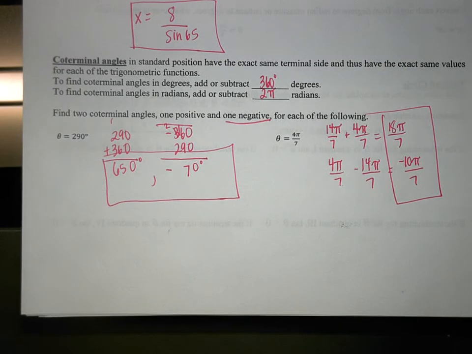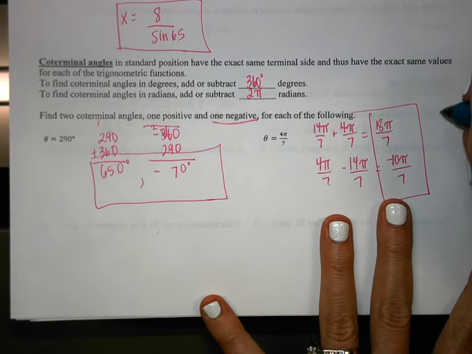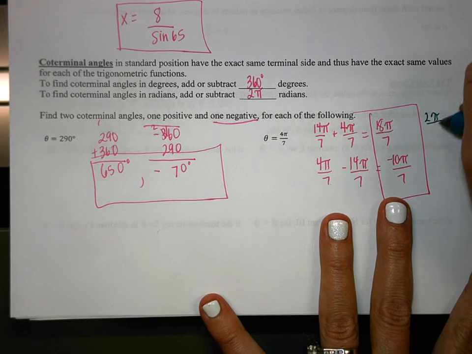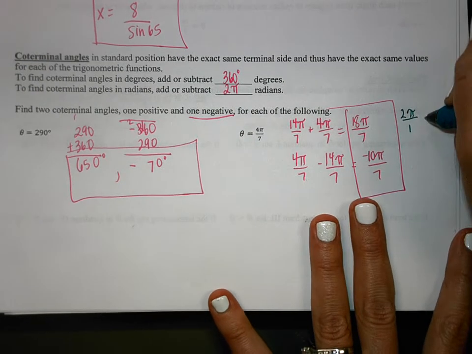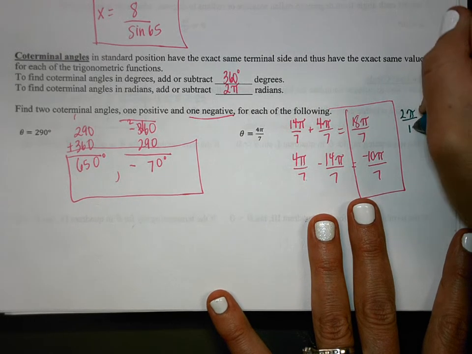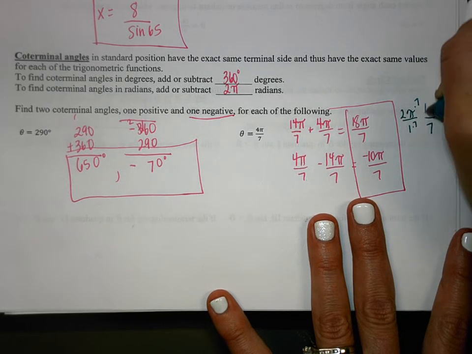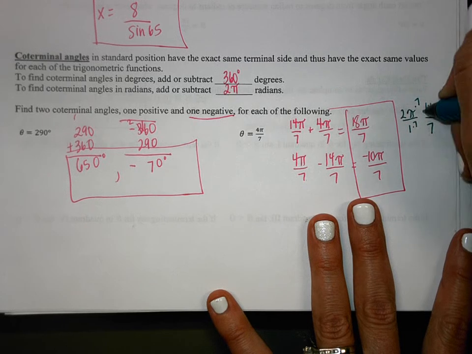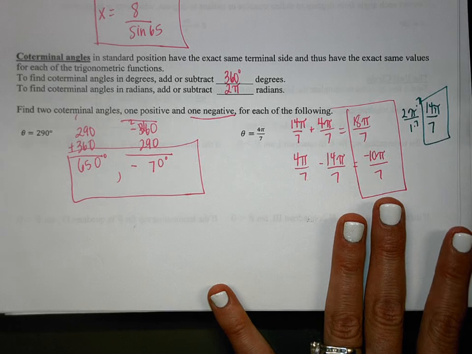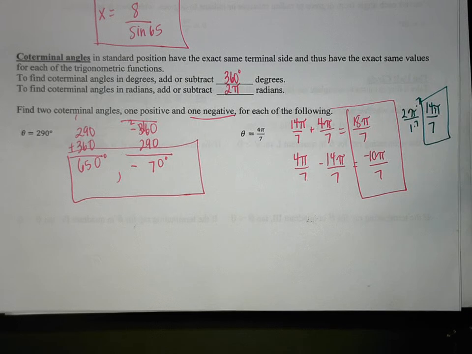Do we have questions? Yes? Yeah, where did you get the 14? 2 pi over 7. Okay, so you have to add or subtract 2 pi. And so 2 pi originally has a denominator of 1, but I want to change it so that it has a denominator of 7. And so 1 times what is 7? Well, 1 times 7 is 7. So then 2 pi times 7 gives me 14 pi over 7. So all I did was just get a common denominator. Okay? Yes. Any other questions?